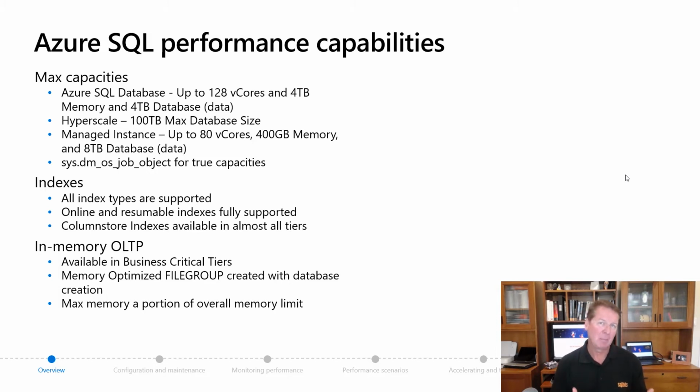As far as in-memory OLTP, of course, a functionality we introduced back in SQL 14 and 16 for low latency, high-speed transaction applications, that is available in Azure SQL, but only in the business critical tiers. And we're going to do things like pre-create the optimized file group for you, so you don't have to worry about those kind of things. And then as far as your memory limit goes for in-memory OLTP, it's going to be a subset of your overall memory limit for your Azure SQL deployment, a little bit like your SQL Server.